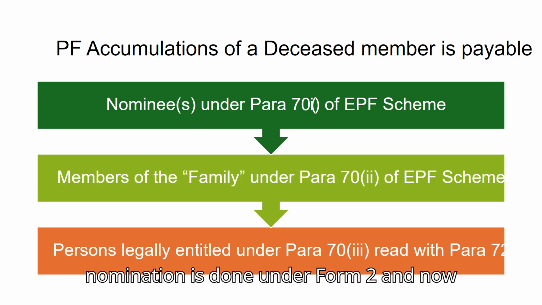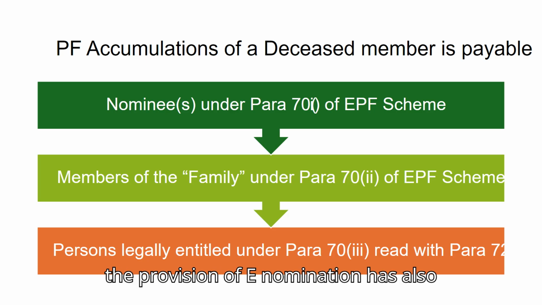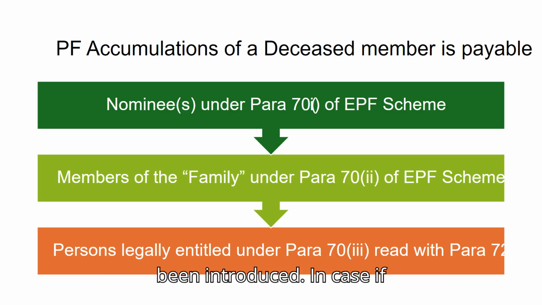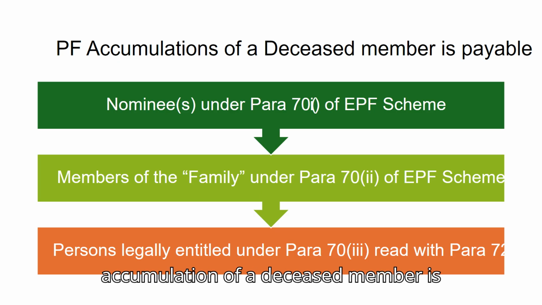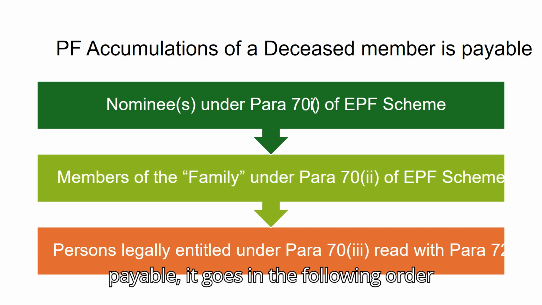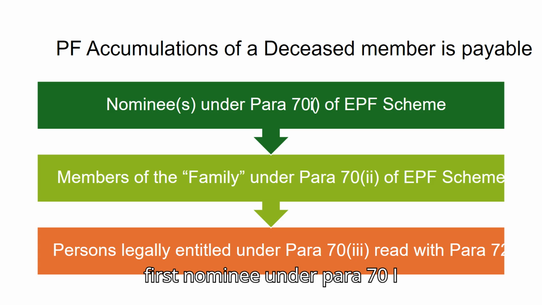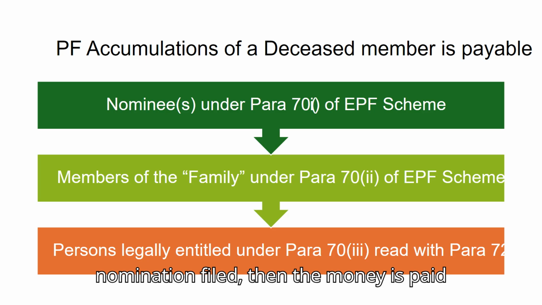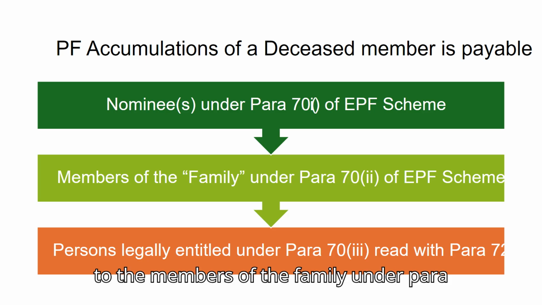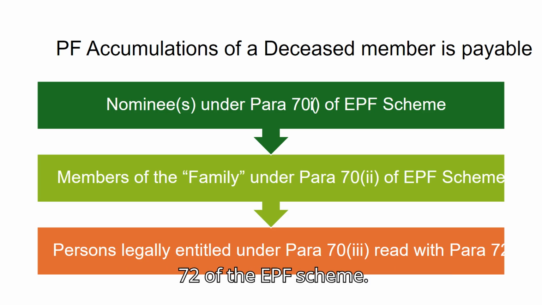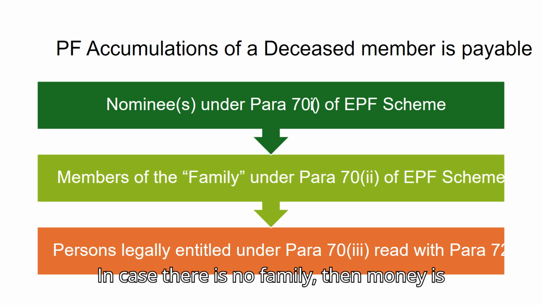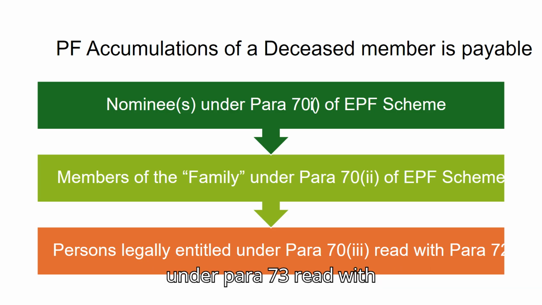As we all know, nomination is done under Form 2, and now the provision of e-nomination has also been introduced. In case the accumulation of a deceased member is payable, it goes in the following order. First, to the nominee under Para 70(1) of the EPF scheme. If there is no nomination filed, then the money is paid to the members of the family under Para 72 of the EPF scheme. In case there is no family, then the money is payable to the person legally entitled under Para 73, read with Para 72 of the EPF scheme.